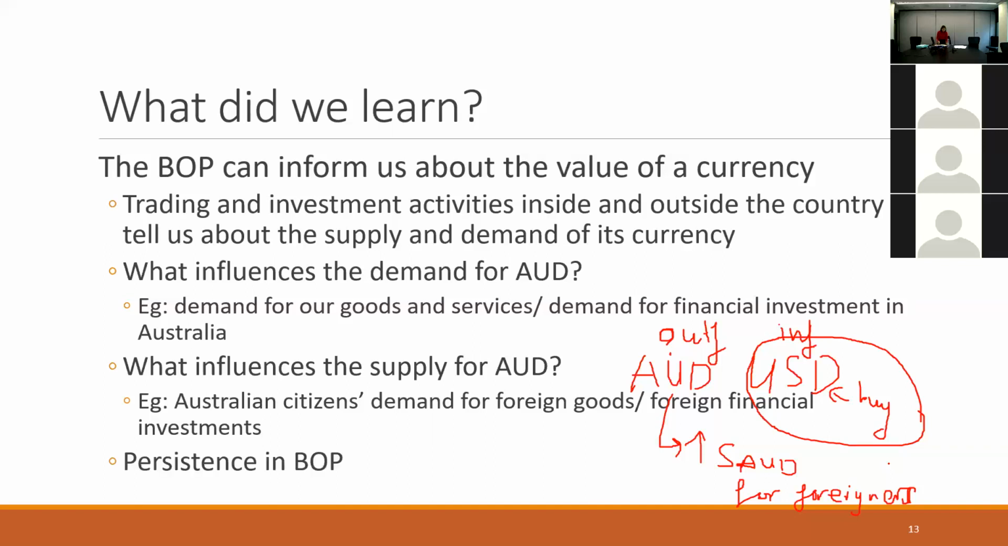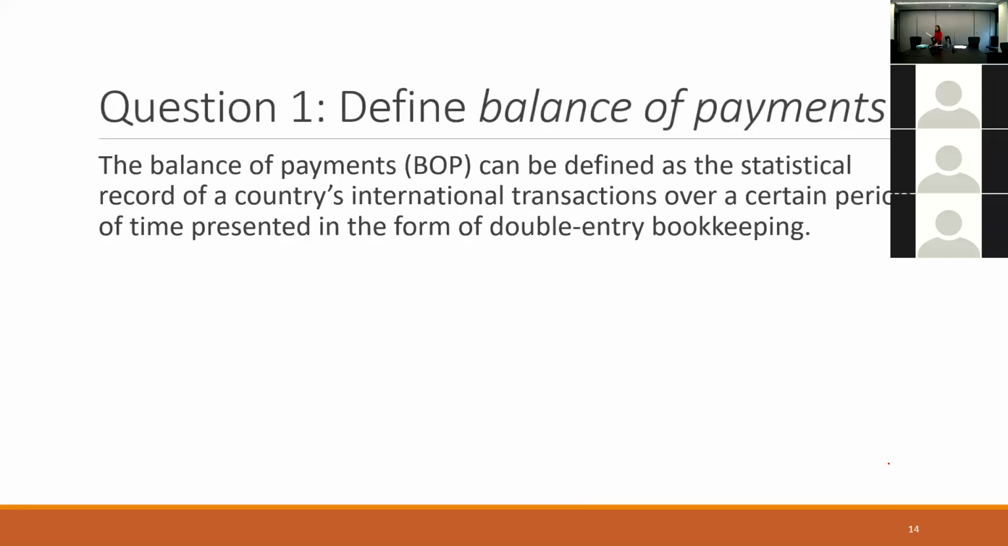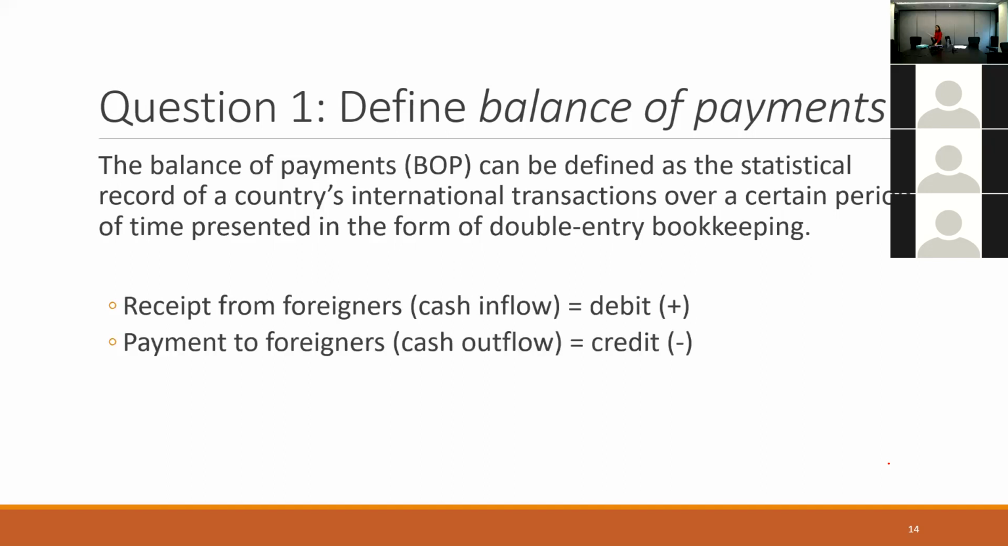Okay. Also in the lecture, we talked about the persistence of the balance of payments for a few countries. And in this tutorial, we are going through 2 countries, yeah? We're talking about the US and Japan in questions 3 and 4. So question 1, define the balance of payments. This is what we talked about at the start. It's just a way that countries record their transactions in and out of the country. And this is the double entry bookkeeping. So you have 2 entries for each transaction, right?